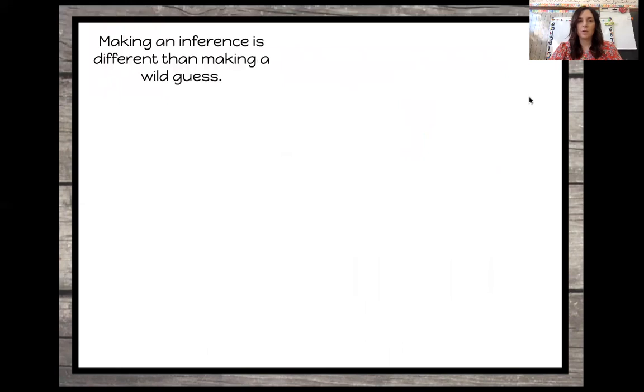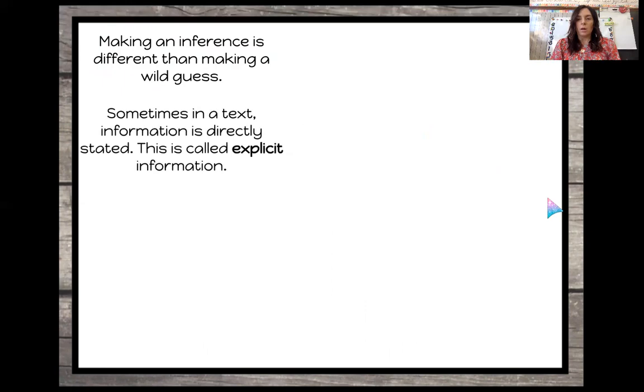Now, making an inference is a little bit different than making a wild guess. When you make a wild guess, you're not really using any background information or evidence, but when you make an inference, you combine those things together.